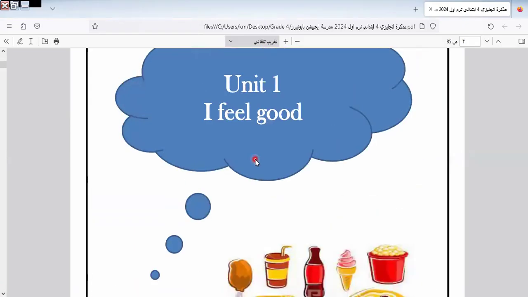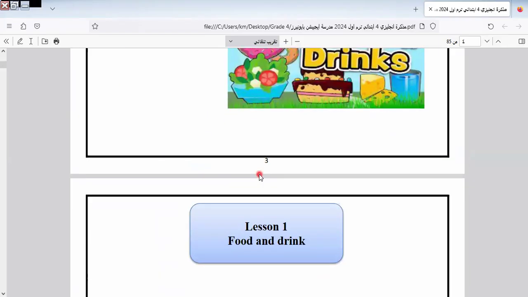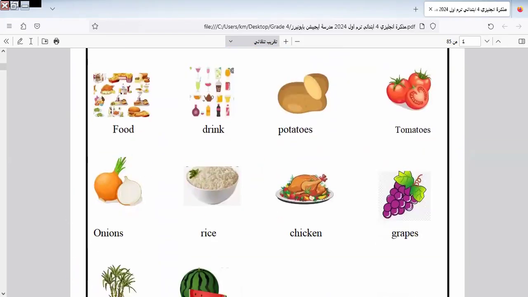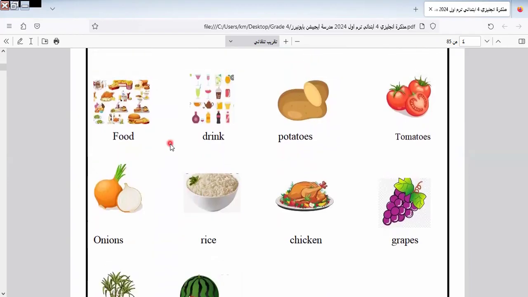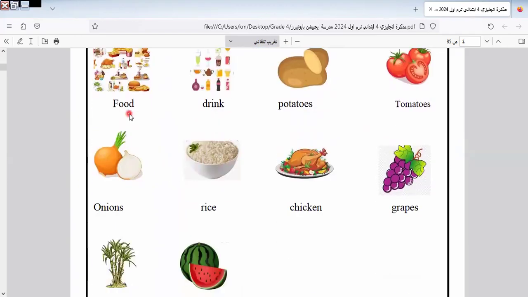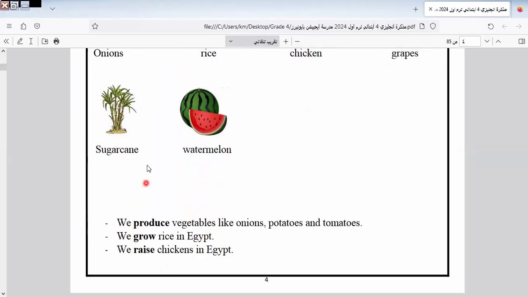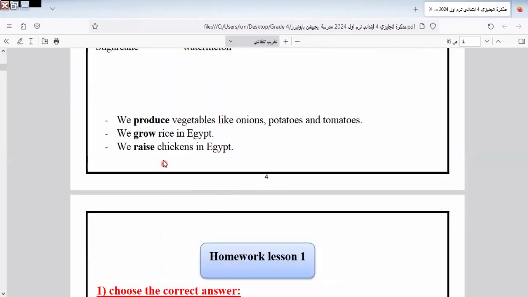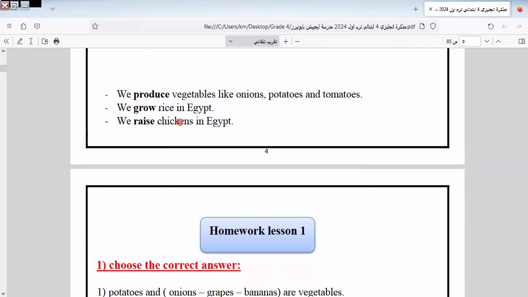In this unit, we talk about I feel good. We have some vocabulary. Let's remind each other of it. We have here food, drink, potatoes, tomatoes, onions, rice, chicken, grapes, sugar cane, watermelon. Here we took 2 sentences. 2 words I would like to remind you of in this unit are grow and raise.